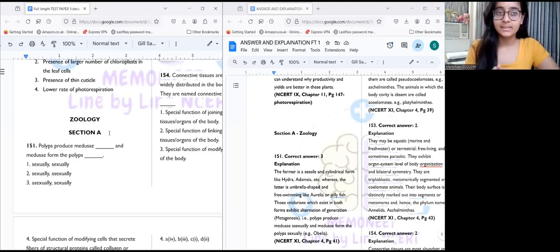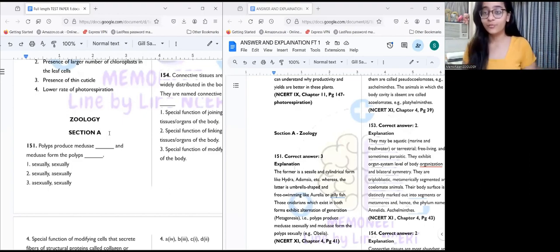So today we'll be discussing the full test paper 1. We've completed the part test series. We had 4 part tests and now we'll have 10 full test papers. All of these full test papers will be based on the NCERT. So you'll have lines that have been asked previously.